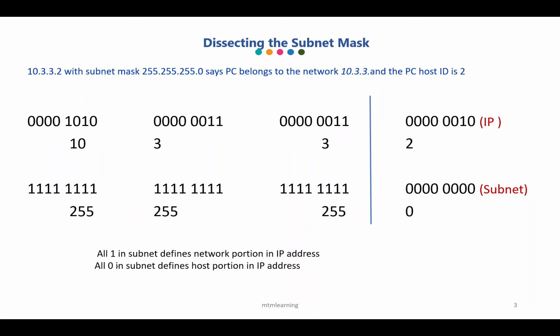So this is what I've just said before: all ones in the subnet mask define the network portion. I'm sorry for that blabbering. All ones in the subnet mask define the network portion. All zeros in the subnet mask define the host portion. As simple as that.